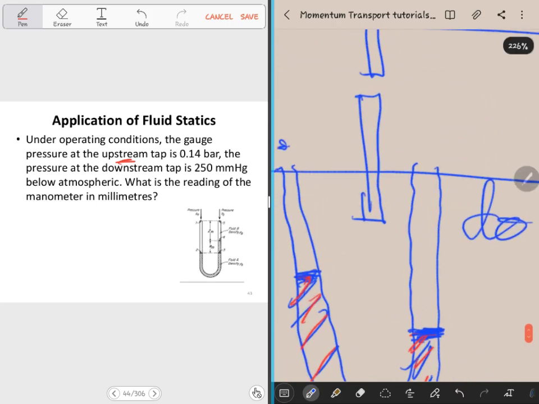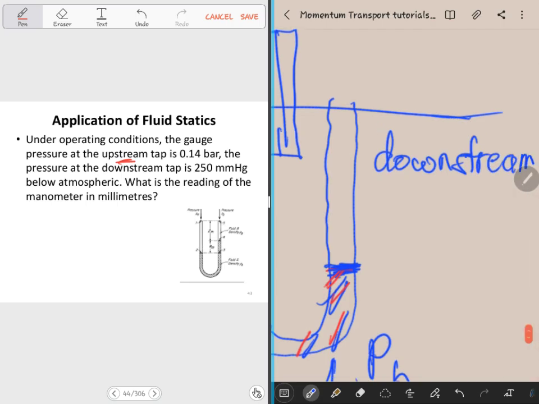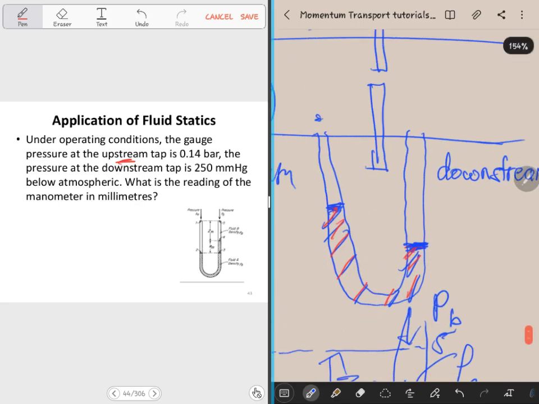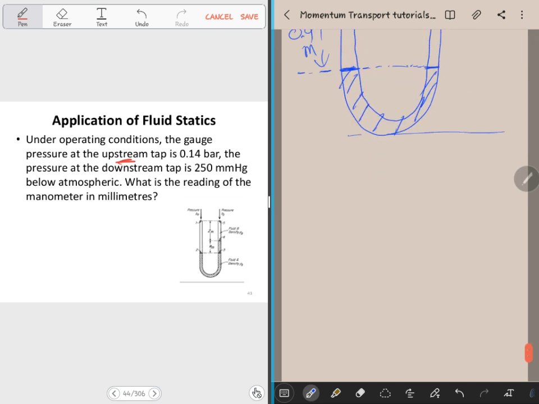Let me write this. So downstream, the thing is just about understanding it and then knowing how to manipulate the whole system that you're talking about. It can change, but when you understand it, you'll be fine, no matter how it's changed. Okay, so you're saying that under operating condition, the manometer has been connected to a system to measure pressure difference. Okay, the pressure at the upstream.